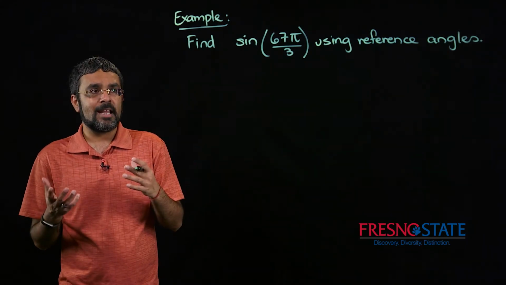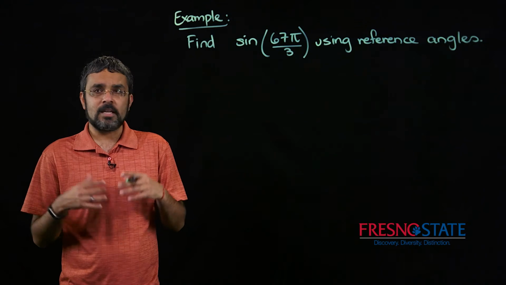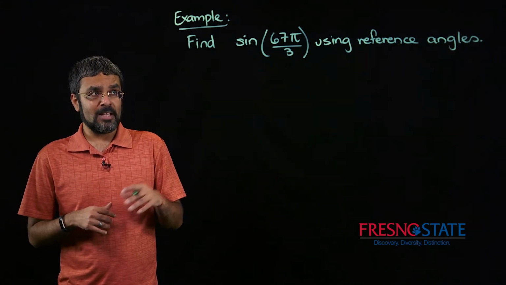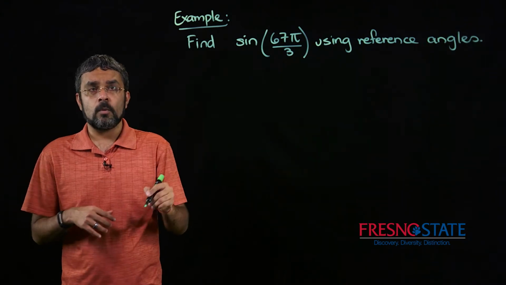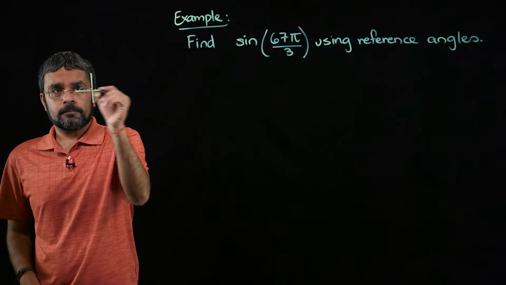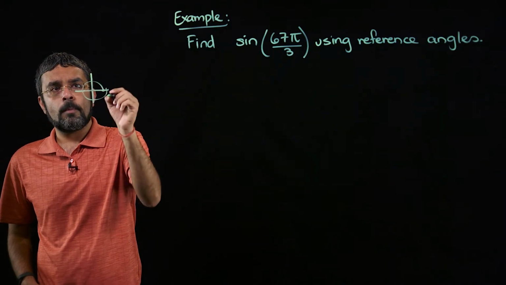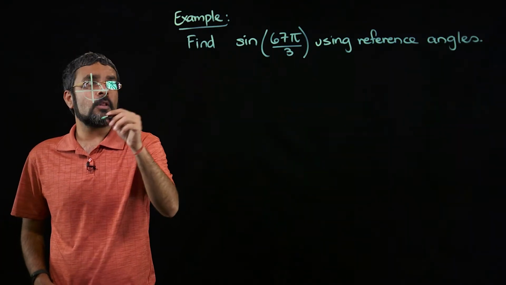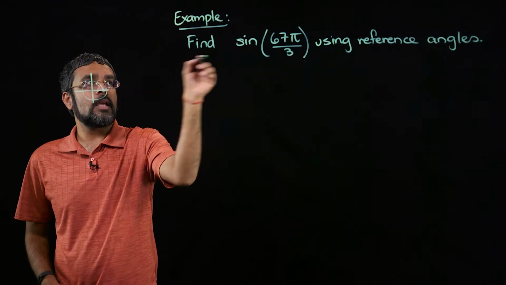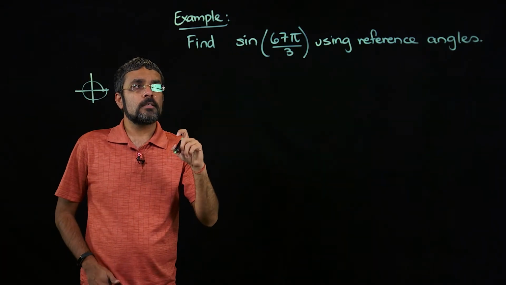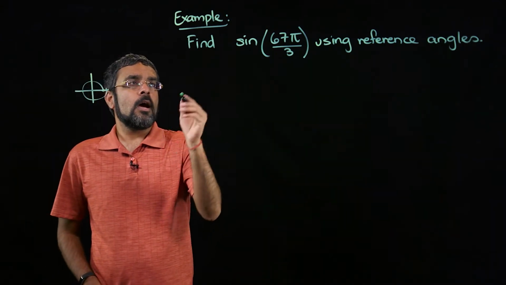Remember, when we had 11 pi over 3 or 5 pi over 3, it was kind of easy to figure out. But with 67 pi over 3, that's going to be a lot of revolutions. Because if I start here with 0, that makes it 2 pi, 4 pi, 6 pi, and so on and so forth. How many times do I need to go around to get to 67 pi over 3? Well, to figure that out, this is what we do.